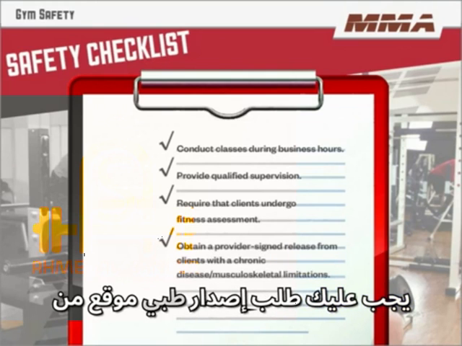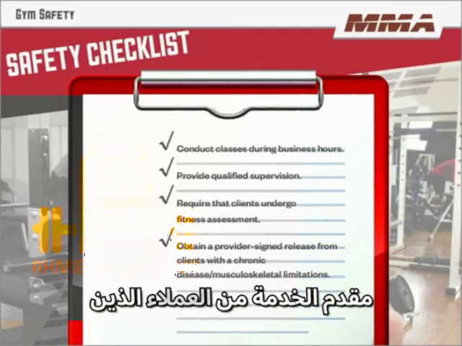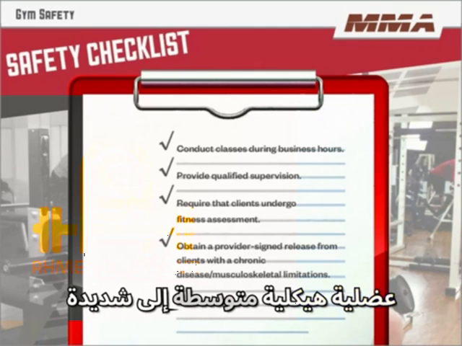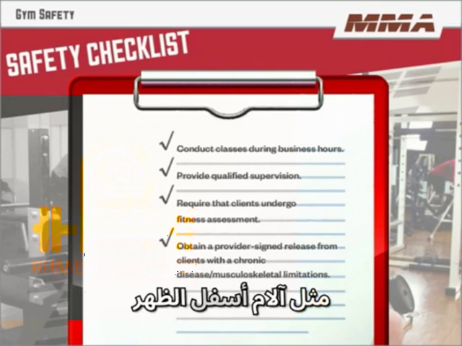You should require a provider-signed medical release from clients with chronic disease, or moderate to severe musculoskeletal limitations, such as low back pain, prior to their participation.